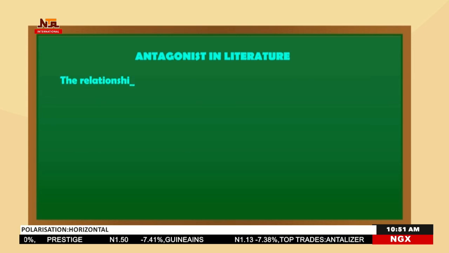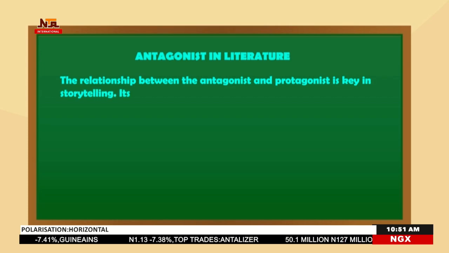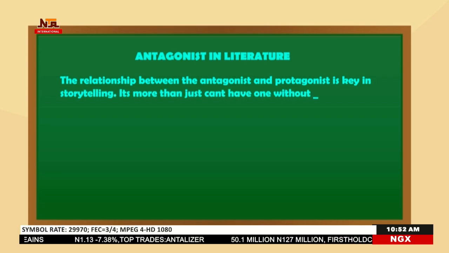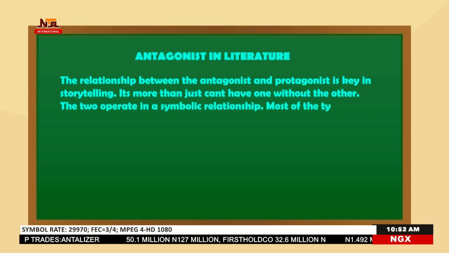The relationship between the antagonist and the protagonist is key in storytelling. You can't have one without the other. The two operate in a symbiotic relationship.